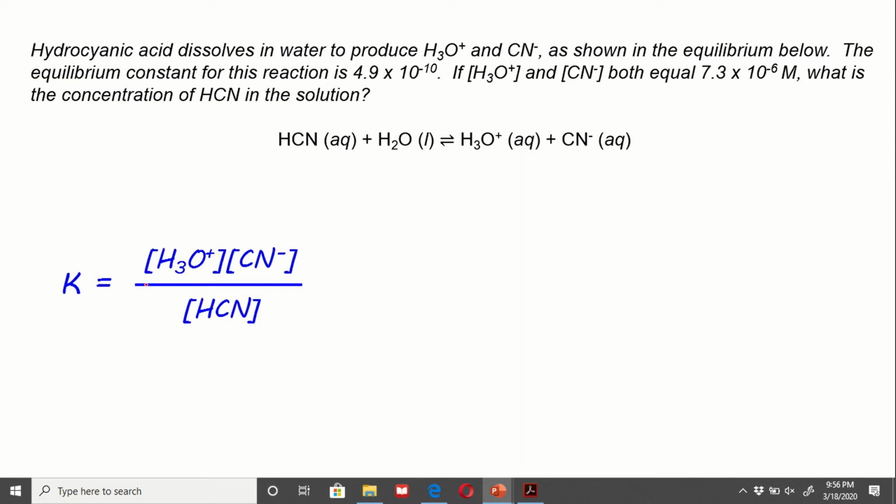Alright, this is going to be your equilibrium expression. You can find the product H3O plus and CN minus as the numerator and HCN as your denominator, and you can see the water. How do you know it is a solvent? The description says it: the hydrocyanic acid is dissolved in water, so that way you know this is your solvent. And because it is the solvent, you do not include it in the equilibrium expression.